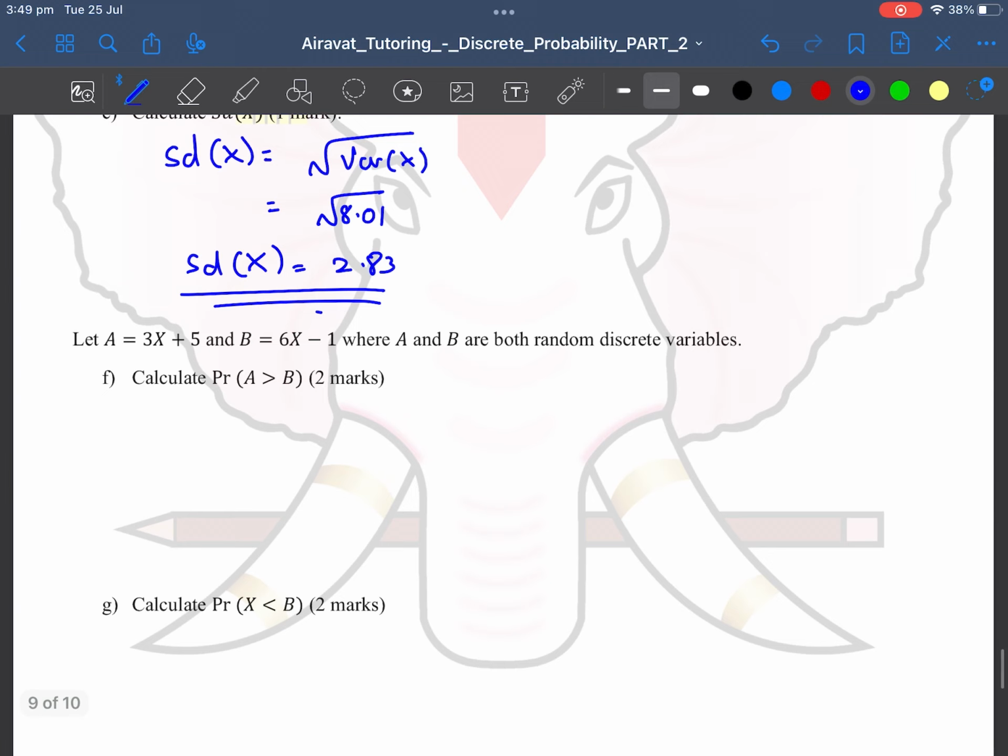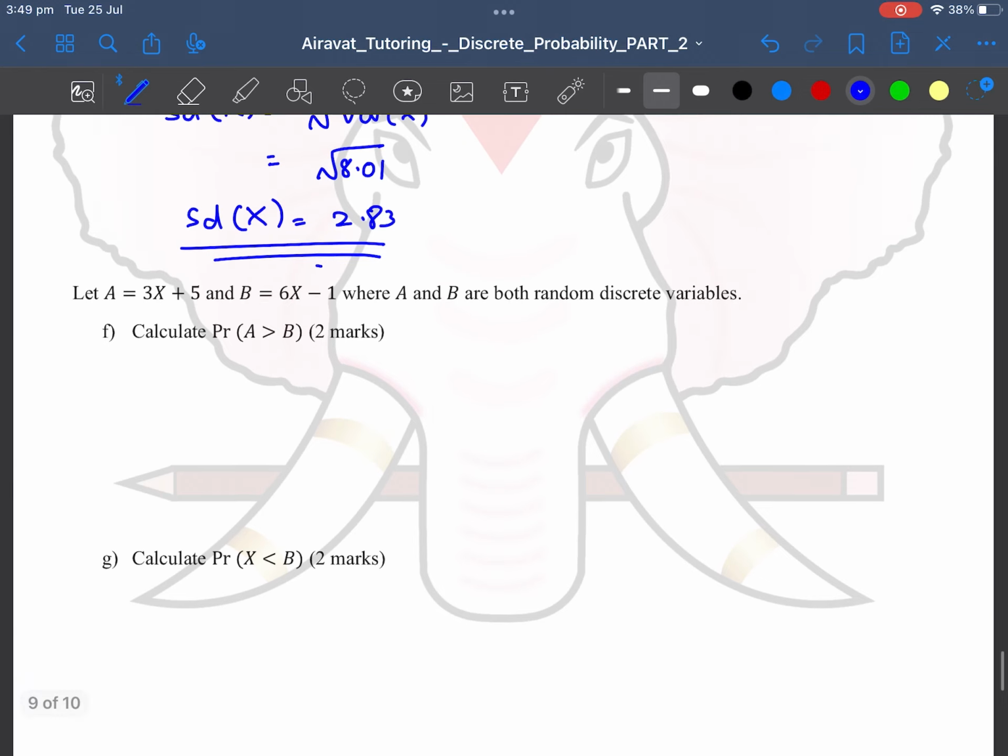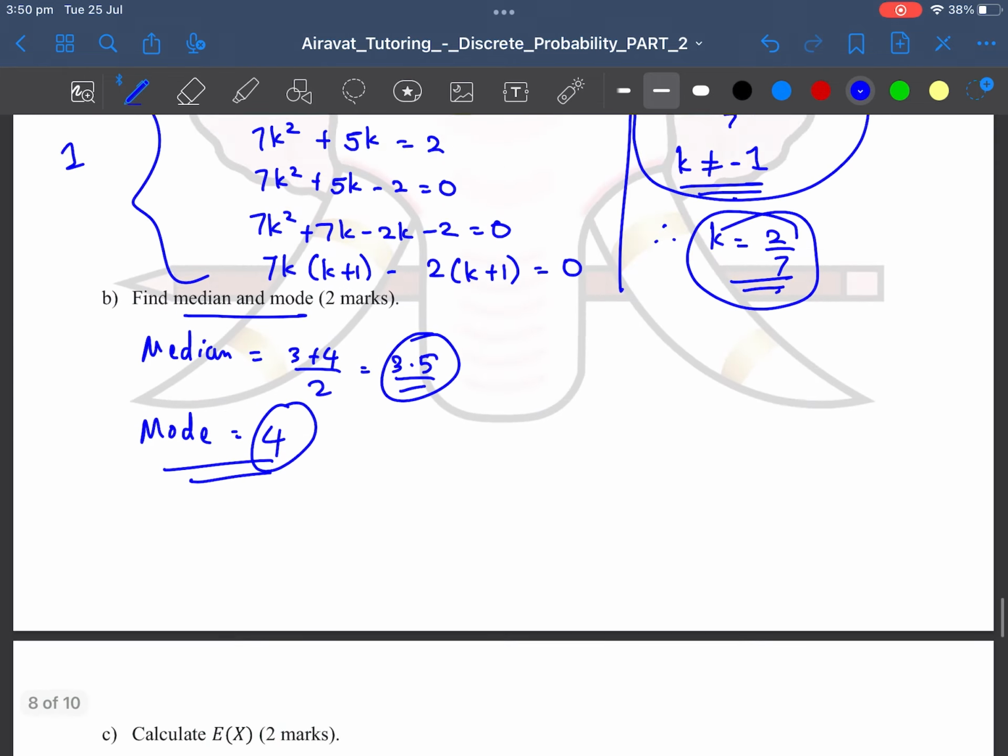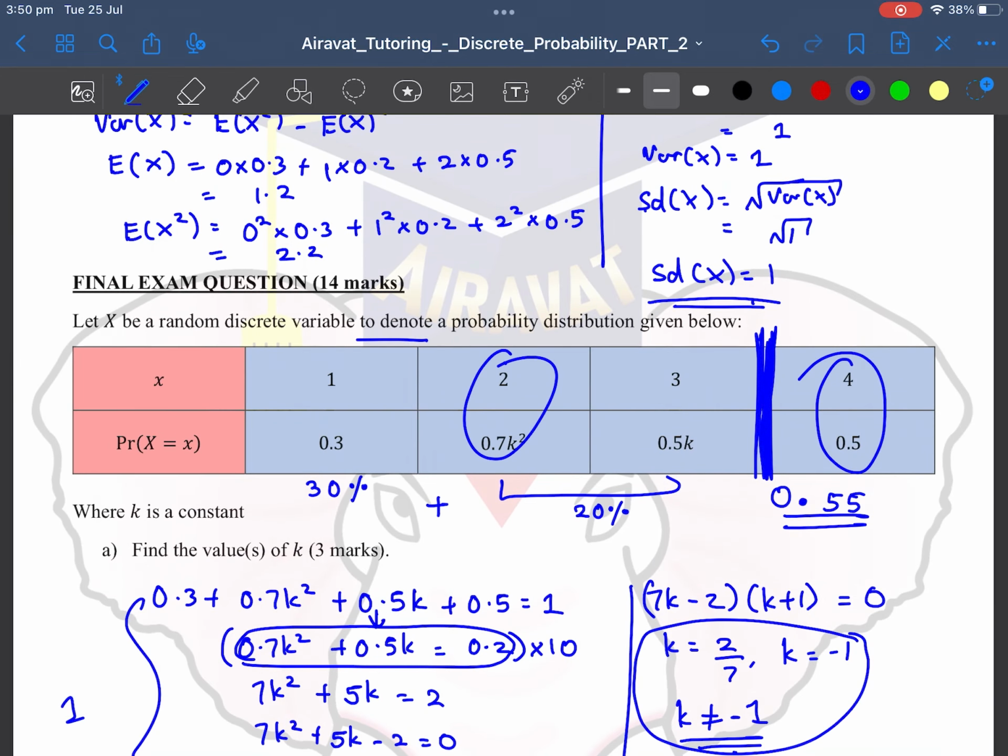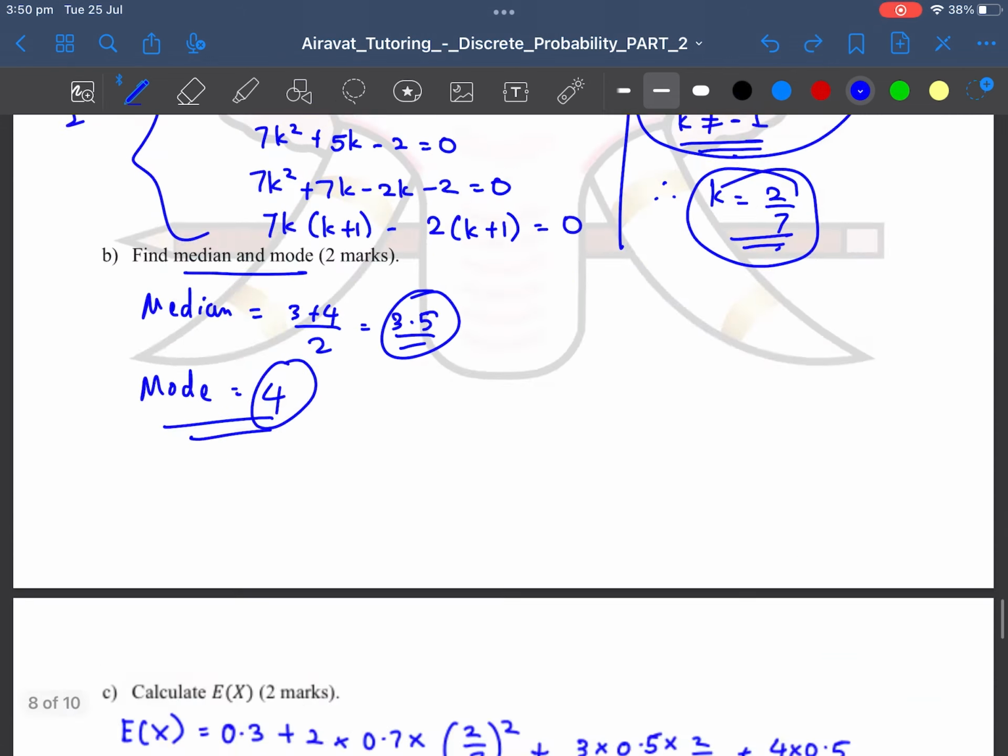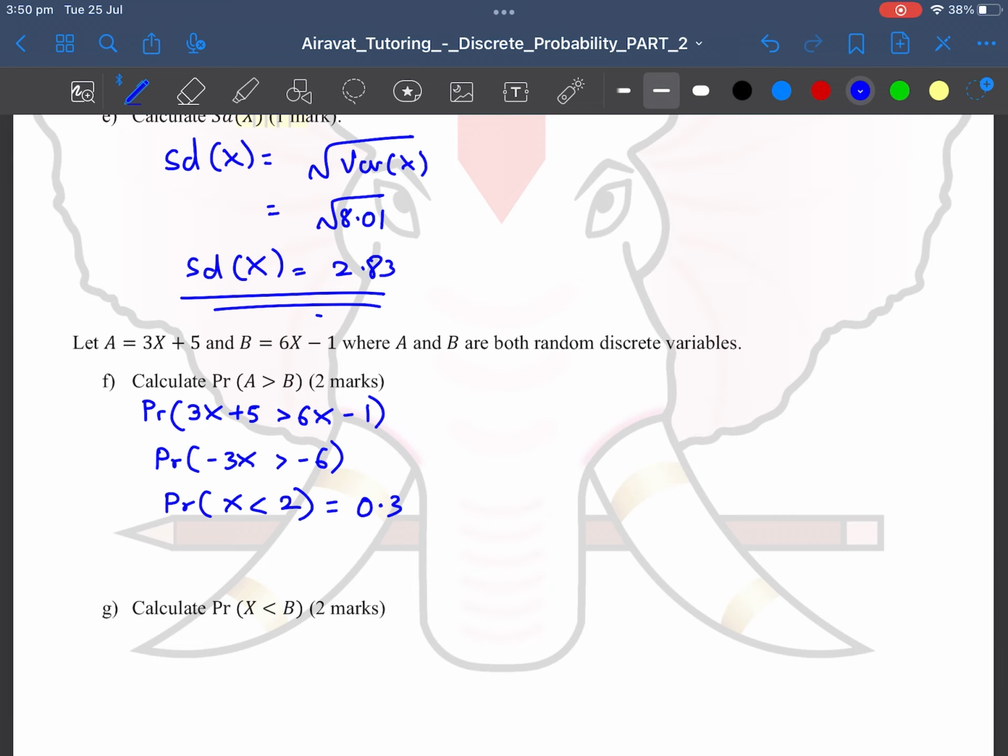Let A equals to 3X plus 5 and B equals to 6X minus 1, where A and B are both random discrete variables. So we have introduced another variable. So now we have to find probability that A, which is 3X plus 5, is greater than B, so 6X minus 1. And just solve for the inequality. So probability of minus 3X is greater than minus 6, meaning probability of X is less than 2. And that is just going to be, let's look at our PMF over here. So less than 2, everything less than 2 is just going to be 0.3. Alright, so that is going to be 0.3.